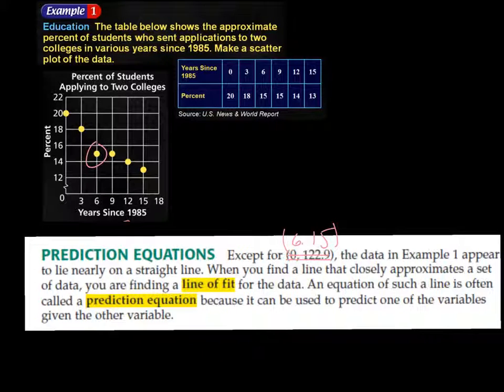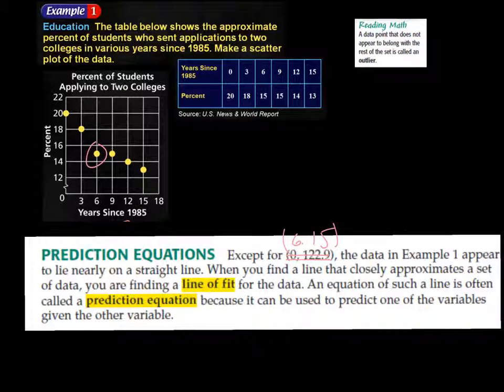So except for the point (6, 15), the data in Example 1 appear to lie nearly on a straight line. When you find a line that closely approximates a set of data, you are finding a line of fit for the data. An equation of such a line is often called a prediction equation because it can be used to predict one of the variables given the other. A data point that does not appear to belong with the rest of the set is called an outlier.